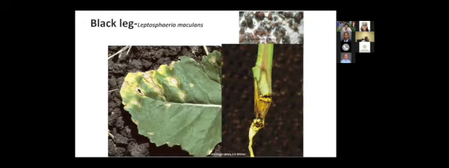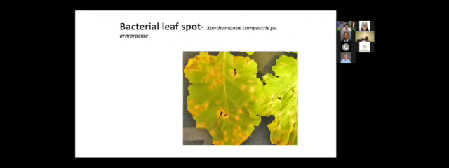Blackleg, this is another fungal pathogen, and it causes these lesions on the leaves, and it's called blackleg because it attacks the stem. And right above where the stem is, you can see the fruiting bodies of this pathogen. Bacterial leaf spot can often be mistaken for anthracnose or one of the other diseases. And a lot of times the lesions will tear in the center and become raggedy.